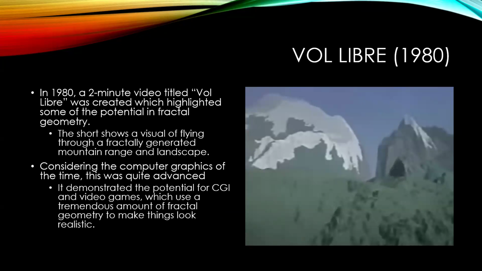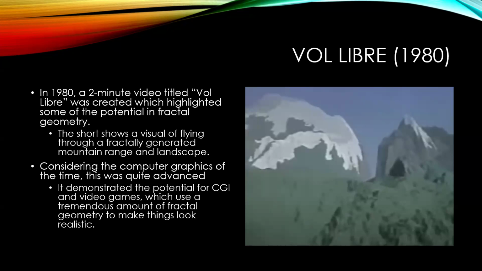Vol Libre in 1980. In 1980, a 2-minute video titled Vol Libre was created, which highlighted some of the potential in fractal geometry. This 2-minute short shows a visual of flying through a fractally generated mountain range and landscape. Considering the computer graphics of the time, this was quite advanced. It demonstrated the potential for CGI and video games, which use a tremendous amount of fractal geometry to make things look realistic. This was the first time something like this was done.